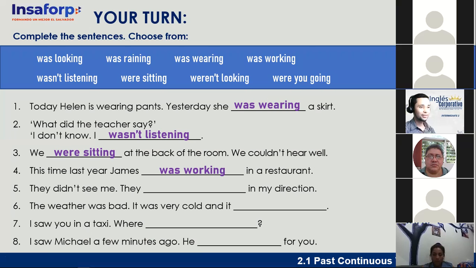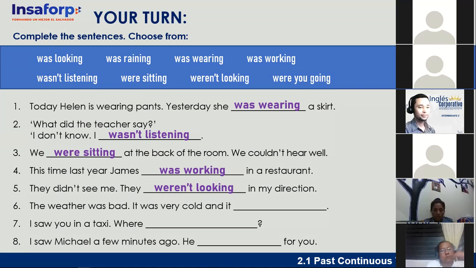Number five. Yeah. They didn't see me. They weren't looking in my direction. Good. Okay. They didn't see me. They weren't looking in my direction. Okay. Good. Thank you. Marvin, what about number six?